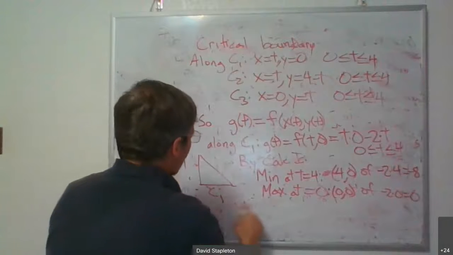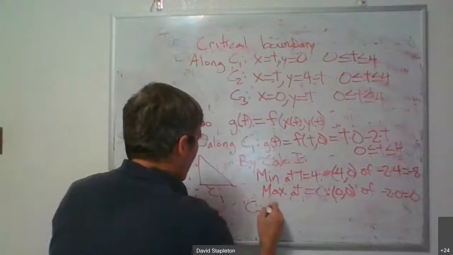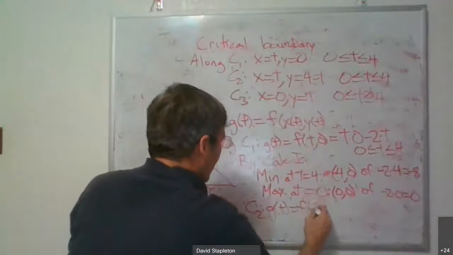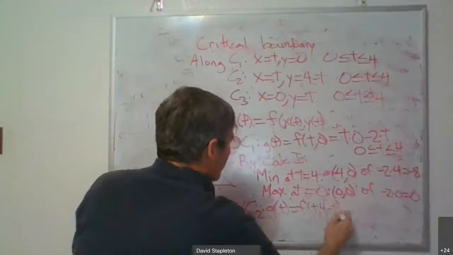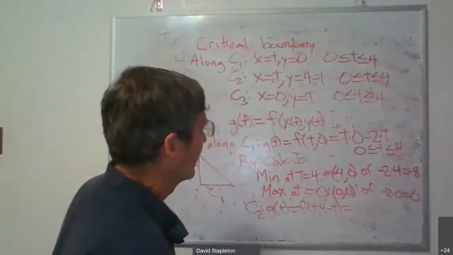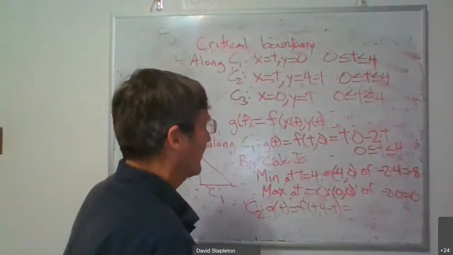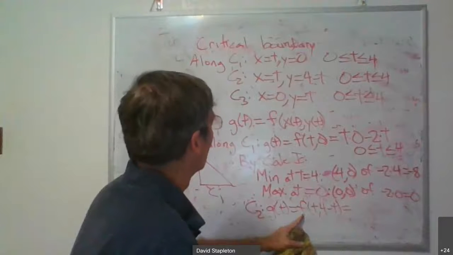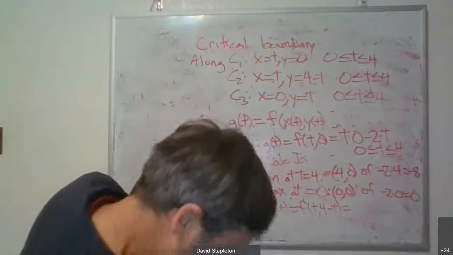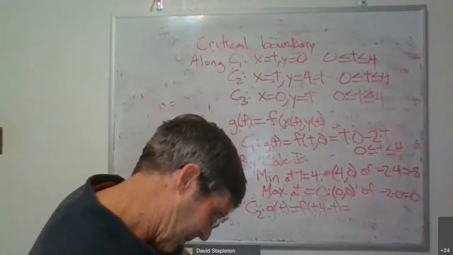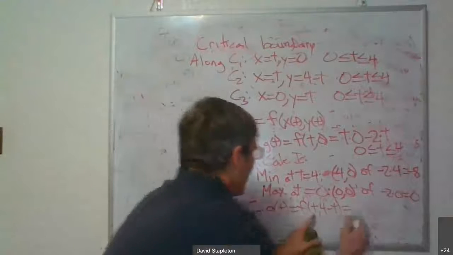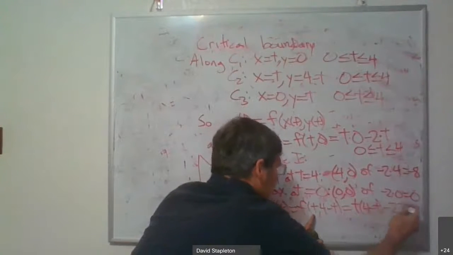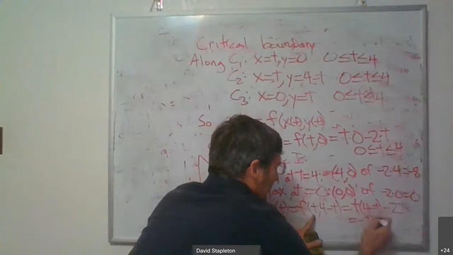Now we try C2, and I'm running out of time. Let's say C2. g of t is f of t, 4 minus t. Plug those in. And let's see, the function is xy minus 2x, right? So it's x times y, t times 4 minus t, minus 2 times t. So it's minus t squared plus 2t.